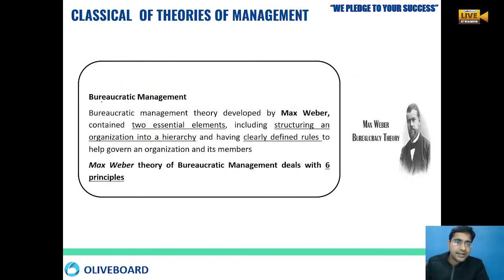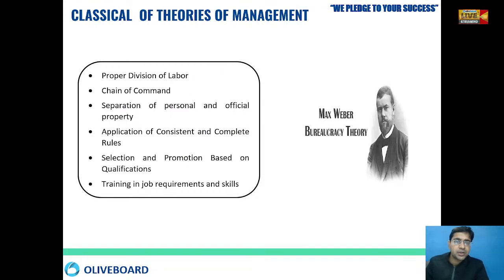Then comes Max Weber. He gave the bureaucratic theory of management. He said there are two important elements if you want to go for anything. First of all, you should have a hierarchy, top to bottom, and clearly defined rules should be there. Hierarchy is the first one and clearly defined rules are the second one. As per Max Weber, you have six principles.